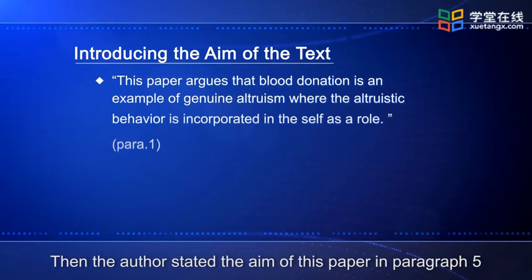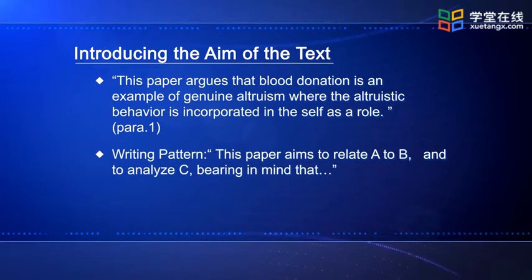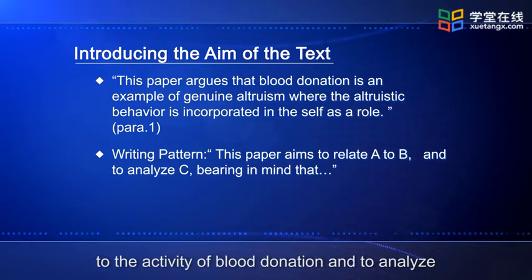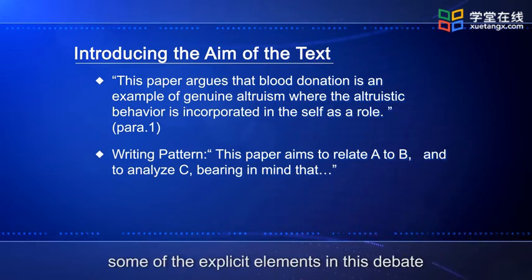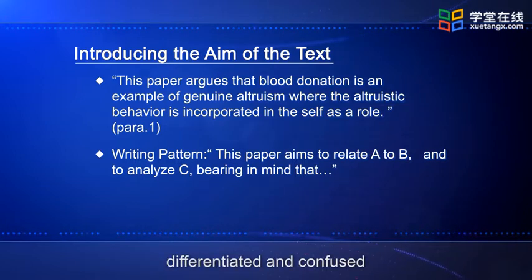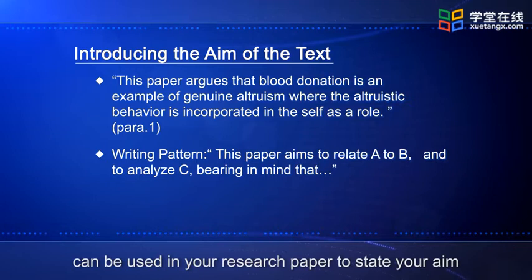Then the author stated the aim of this paper in paragraph 5. This paper aims to relate concepts of altruism to the activity of blood donation and to analyze some of the explicit elements in this debate, bearing in mind that they have often been poorly differentiated and confused. This sentence pattern, this paper aims to relate A to B and to analyze C, bearing in mind that, can also be used in your research paper to state your aim.